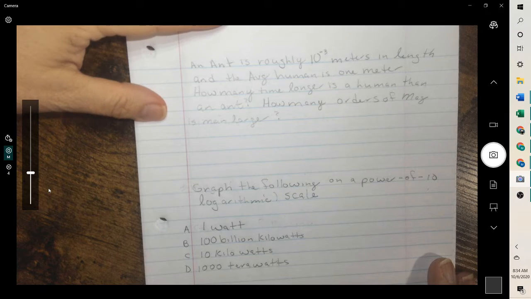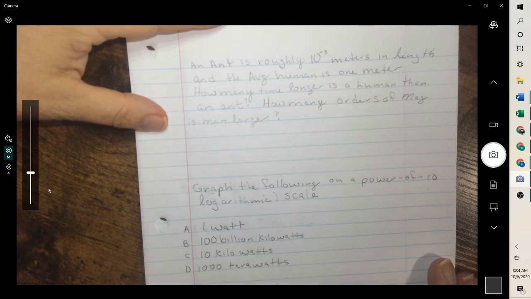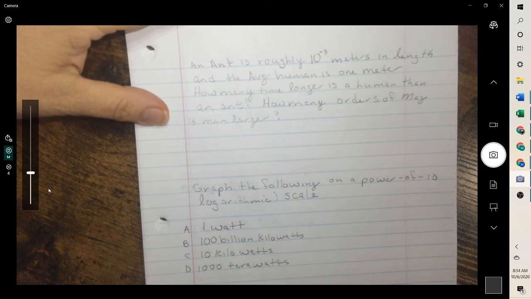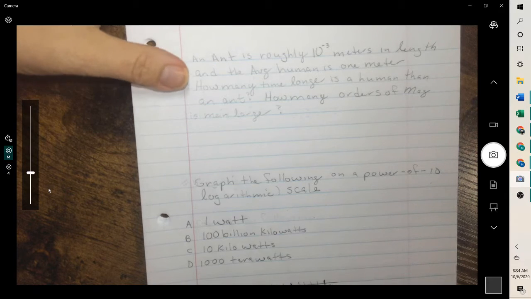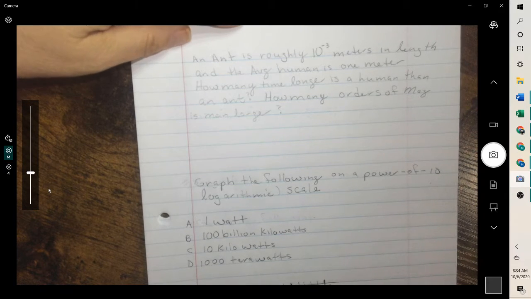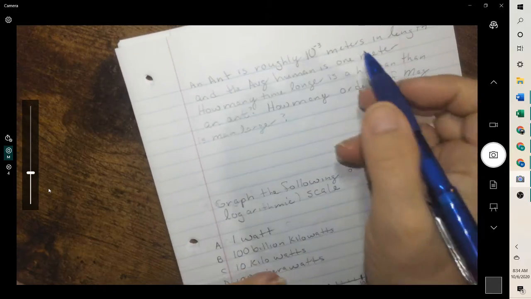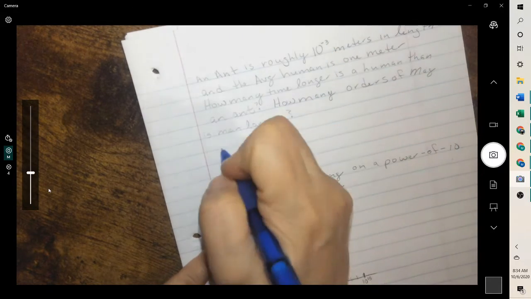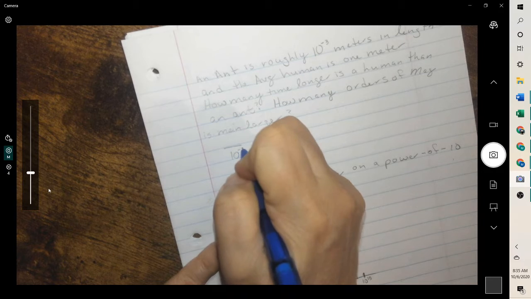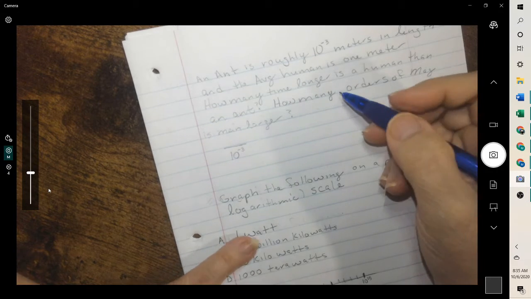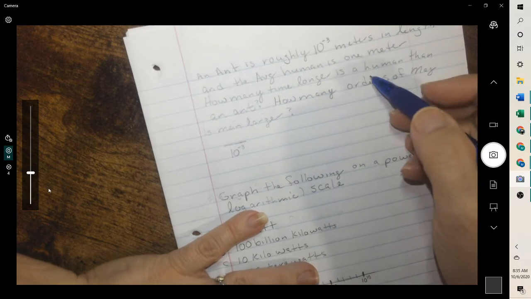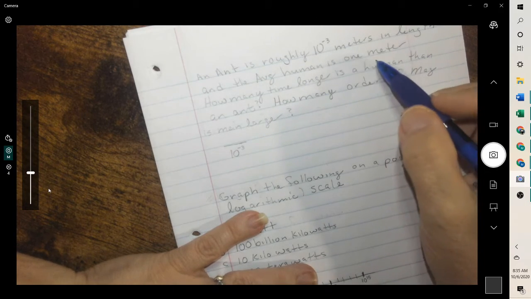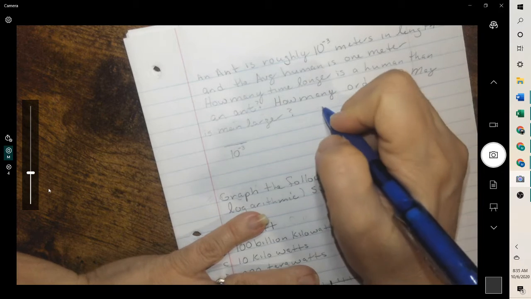An ant is roughly 10 to the -3 meters in length, and the average human is 1 meter. How many times larger is a human than an ant? How many orders of magnitude is a human larger? Okay, so we know the ant is 10 to the -3. And we know the human's larger, because it said it. So the larger one goes on the top. A human is 1 meter.